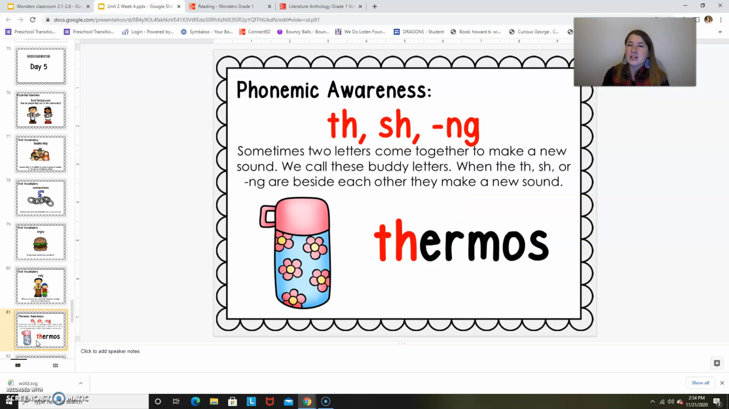All right, remember T-H says th, S-H says sh, and N-G says ng. So when two letters come together to make a new sound, we call those buddy letters or digraphs. Okay? Remember, we see ng at the end of a word.